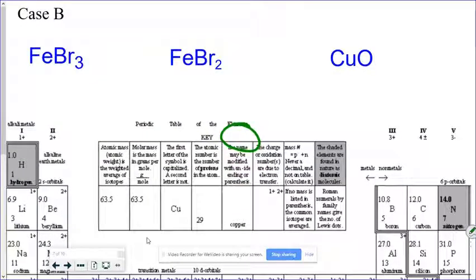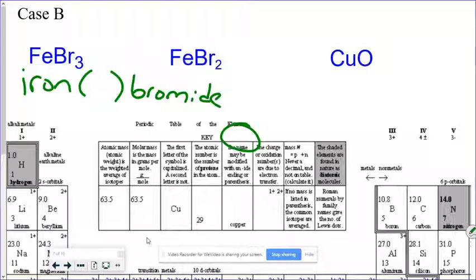So what we do is we follow the instructions on the previous page. We write out the first element. We write iron. Since it does have multiple charges to pick from, we put a parentheses. And then we write the non-metal with an "-ide" ending. So bromine turns into bromide. And now we have to figure out the charges. So if we go find bromine in its box at the top of its column, each bromide's got a -1 charge. But there's 3 of them, so the overall charge on bromide is 3 negative.